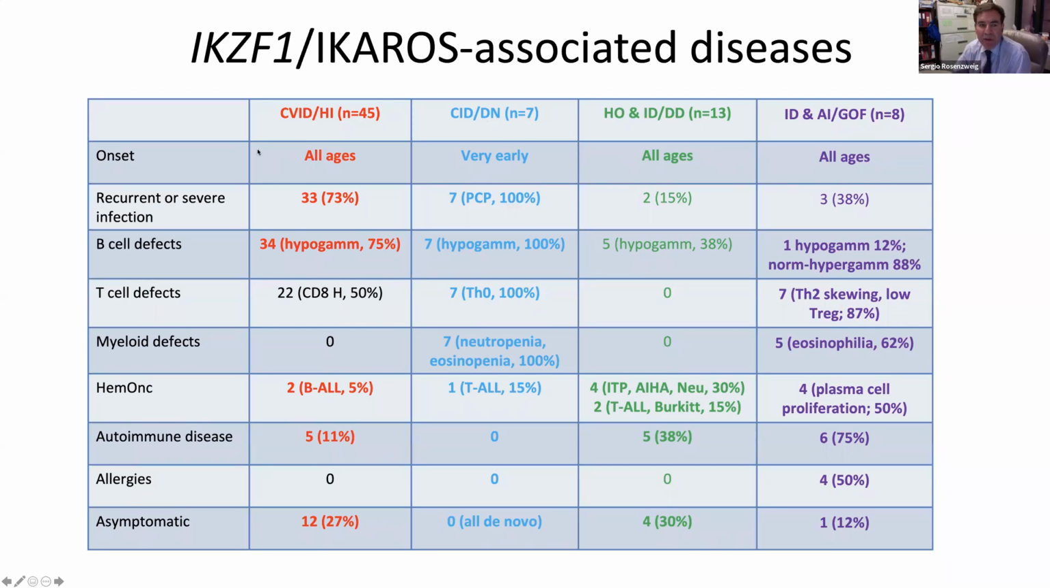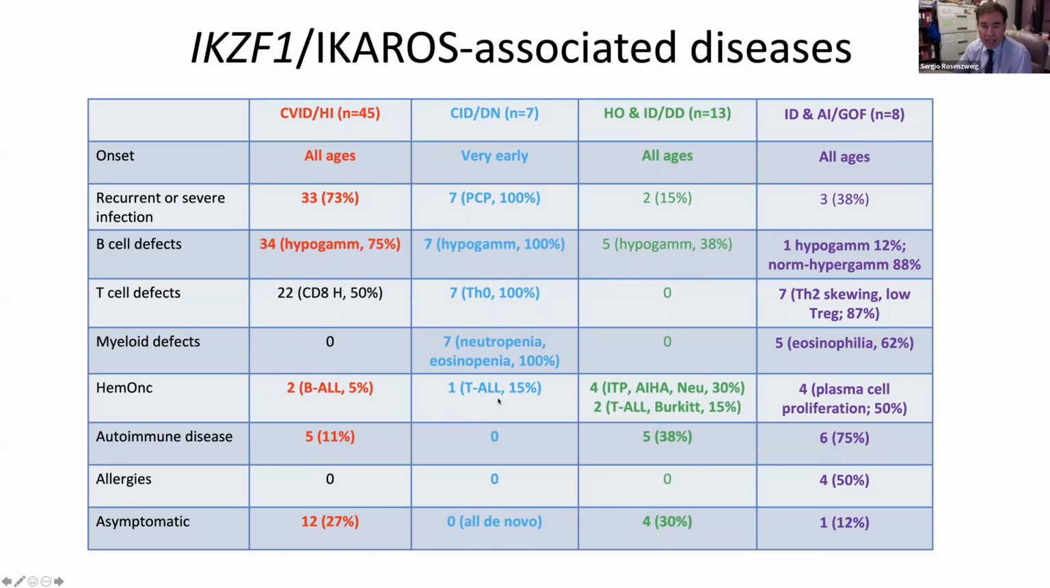Now, the age of onset is not at any age. Most of the patients are symptomatic by the age of 1 year. Every patient has PCP, and it could be recurrent, having it multiple times. Agammaglobulinemia was highly prevalent. TH0 says that they are naive recent thymic emigrants, and all the T cells were this way. Neutropenia and eosinopenia was seen in all of the patients.